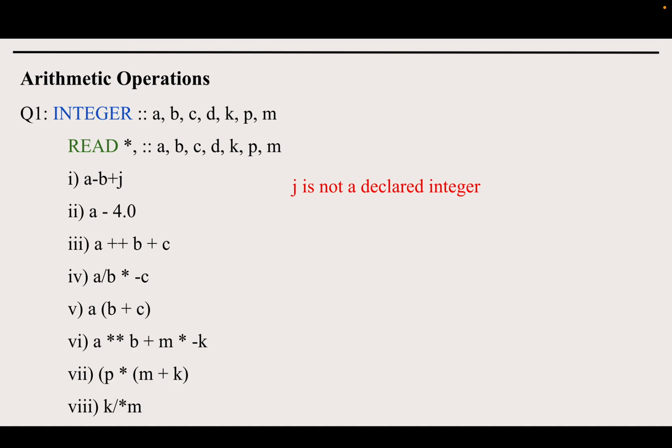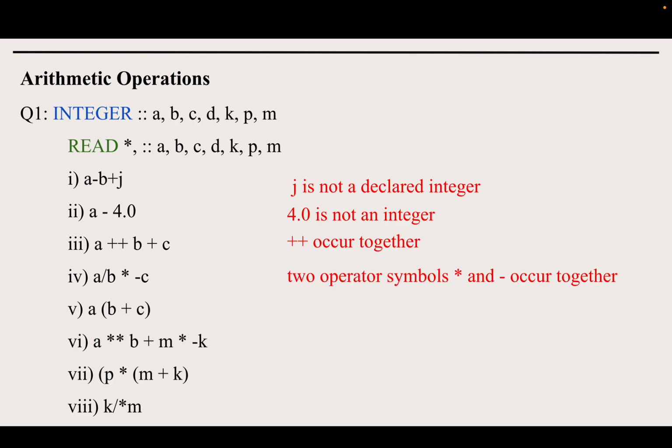So in the next expression we can see that a is an integer but 4.0 is a floating point number. So 4.0 is not an integer, so this operation is not possible. And in the third one, there is a double plus sign, which is also a faulty expression. And in the next case there is a multiplication sign along with a negative of c, which is also an error.